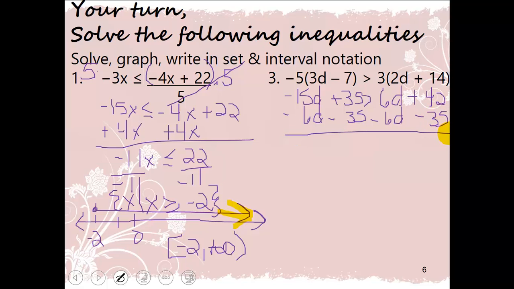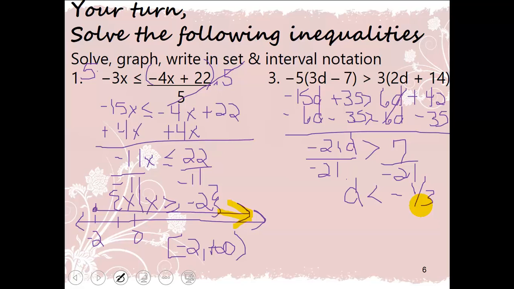Okay, and I get negative 21d is greater than 7. And then I'm going to divide by negative 21. I'm dividing by a negative, so that means I have to flip. I'm going to reduce that fraction.